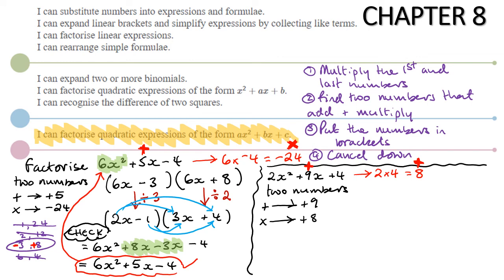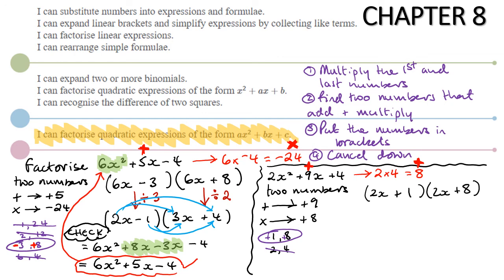Now let's write down all the numbers that multiply to make 8. 1 and 8, 2 and 4. Can I use the 1 and 8 to make 9? Yes, I can, but I can't use the 2 and 4. So I'm going to be using those two numbers. And both of them are going to be plus, because I want them to multiply to make plus 8 and add to make 9. So what do I put at the beginning of both brackets? 2x, because I've got 2x squared. What two numbers do I put in a bracket? Plus 1 and plus 8.